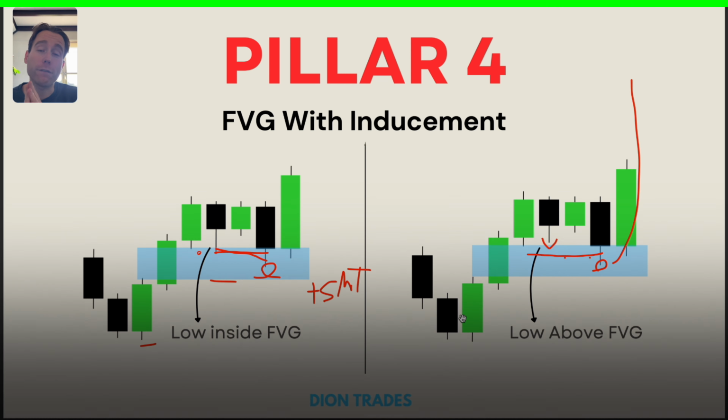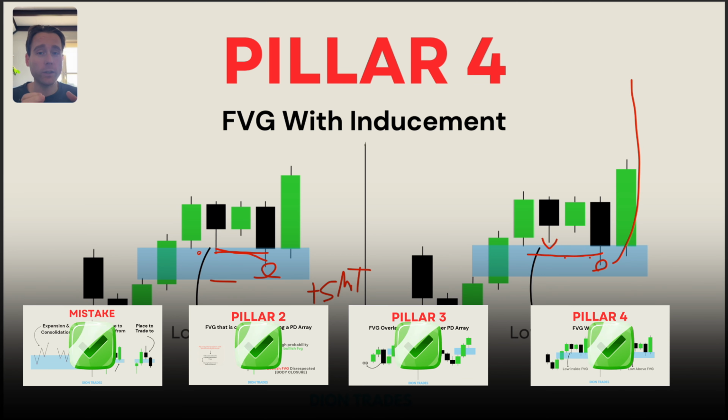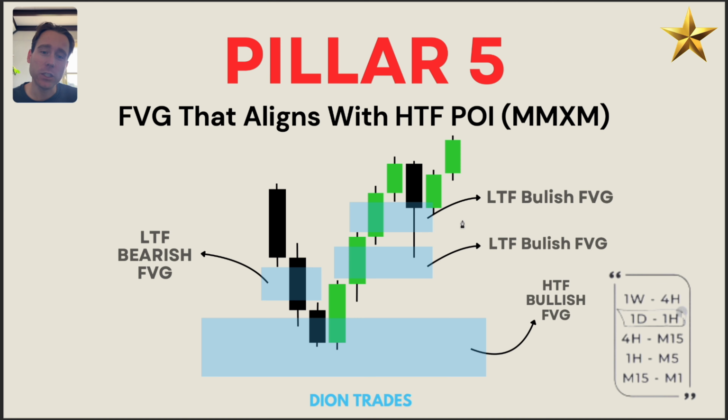And in the fifth and final pillar, we're going to put all of this together and add market maker models to the mix. A fair value gap that aligns with your higher time frame point of interest with a market maker model is the key concept in profitable trading. So how this looks: we have the smart money reversal from the earlier pillars. So we have that bearish fair value gap where you actually expect price to come back in and then trade lower. But we don't do that because we already trade into a key level.